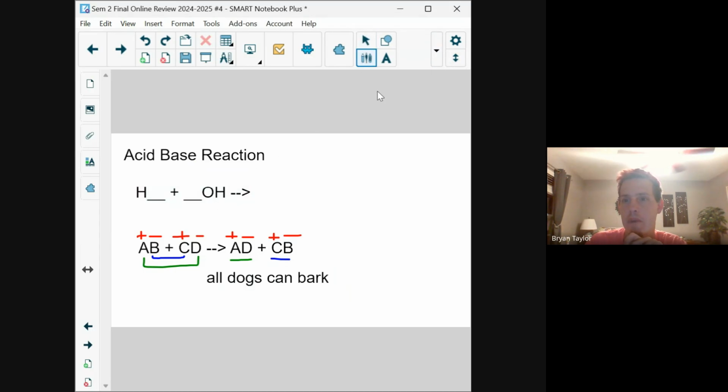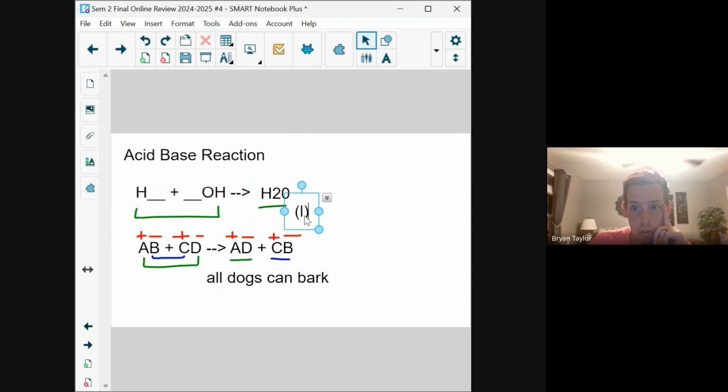So going back with the colors, HOH is water. So acid-base reactions always make water. Water is clear. Water is a liquid. Something to keep in mind here. Okay, water is a clear liquid.